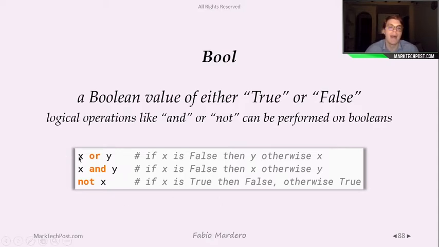Also, logical operations like AND or NOT can be performed on booleans. For example, here x and y are two booleans, and we can evaluate x or y, x and y, or not x. So, for example, in not x, if x is true, then not x is false. Also note that OR means that one of the two conditions is true. If x or y are true, then the result will be true, otherwise false.